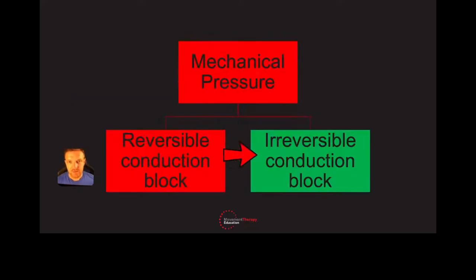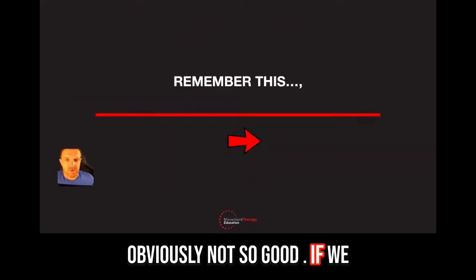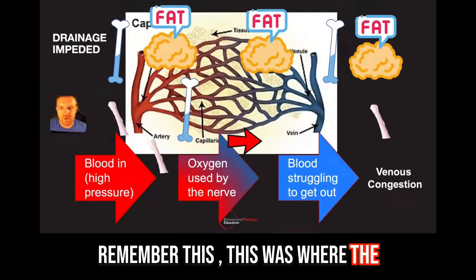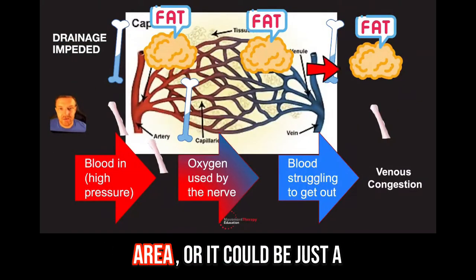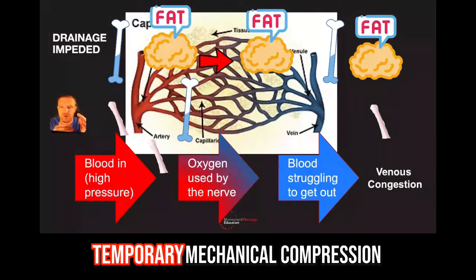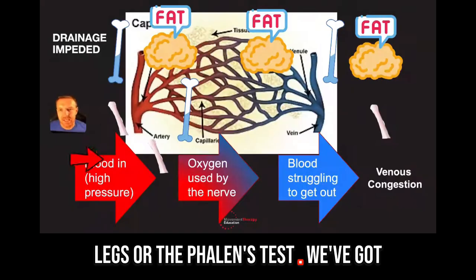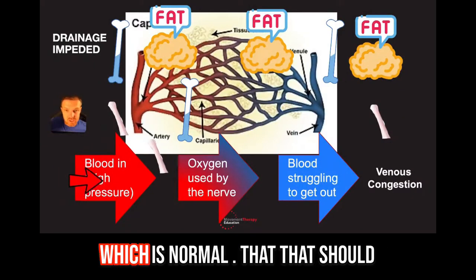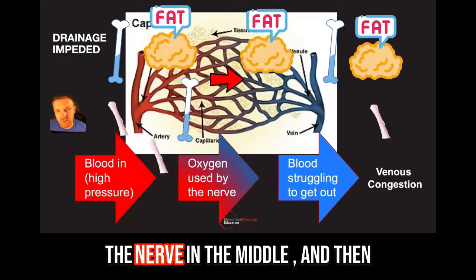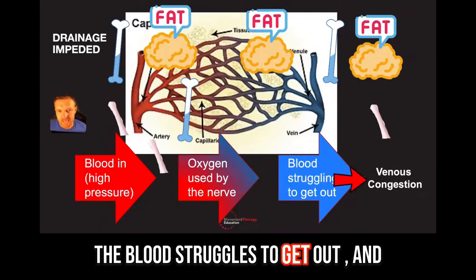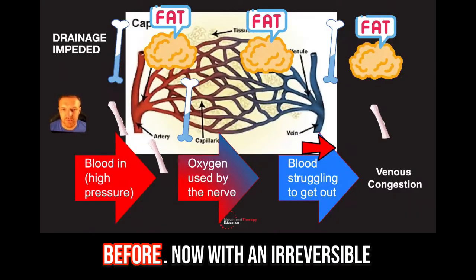Now, we're going to have a look at when it becomes irreversible, which is obviously not so good. If we remember, this was where the drainage was impeded. We've got potentially crowding out of an area, or it could be just a temporary mechanical compression like we saw with crossing the legs or the Phelan's test. We've got high blood pressure coming in, which is normal. That should happen. The oxygen is then used by the nerve in the middle, and then the blood struggles to get out, and we've got this venous congestion. That's that scenario we looked at before.